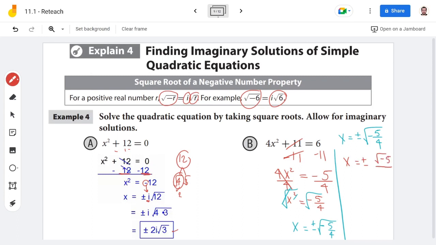But before you split, I told you here, if you have a negative, you take it out and write i. So here I have a negative, so I take it out and write i. So it will be i square root of 5, and split the square root. What is the square root of 4? It's 2. So it will be positive or negative i square root of 5 over 2. Okay, that's the final answer.